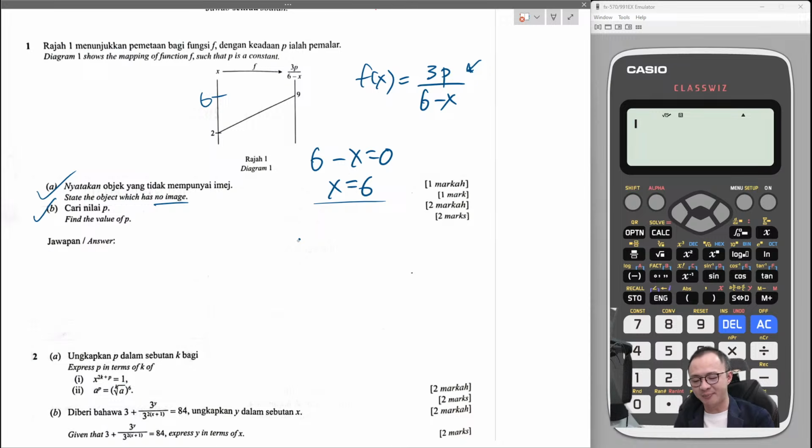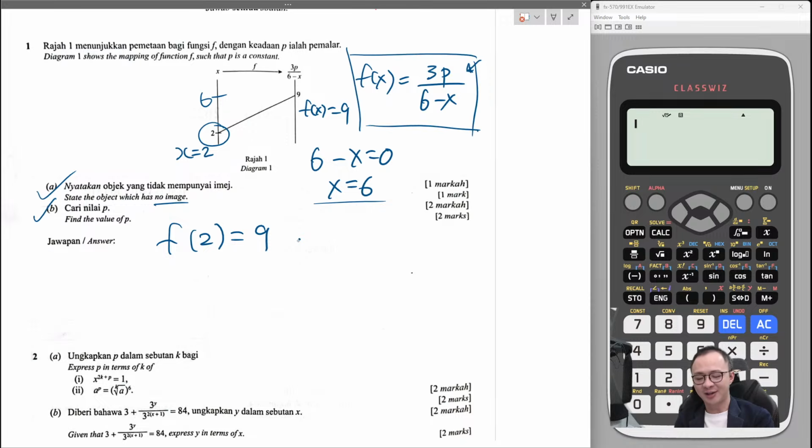Then we want to find p. This one is actually quite simple. We know our x will equal 2 when our f(x) equals 9, isn't it? So in short, I can say f(2) equals 9. Then I substitute into my f(x) equation. Then I can easily get p. This one is sort of a simple bonus mark. So 3p over 6 minus 2 equals 9. So 3p will equal 36, p will equal 12. Done. Okay?